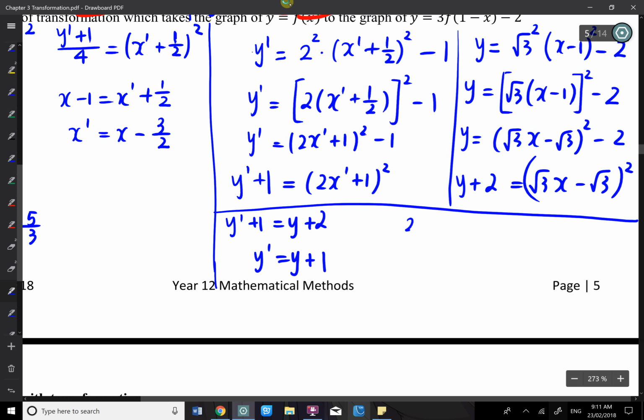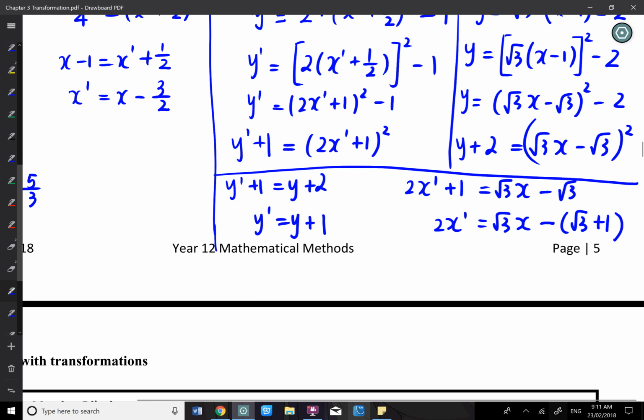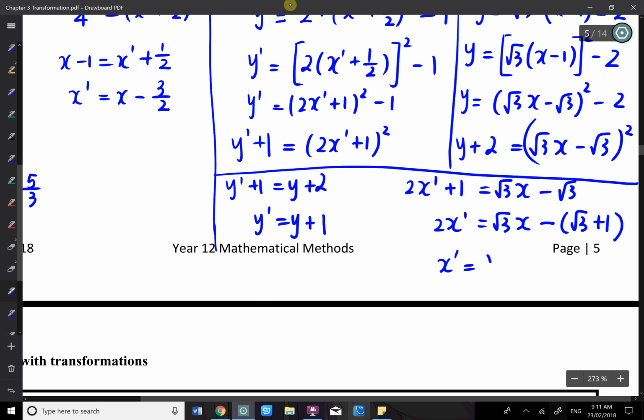So 2x dash plus 1 equals root 3x minus root 3. 2x dash equals root 3x minus bracket root 3 plus 1. Minus 1 minus root 3 is minus root 3 plus 1. X dash equals root 3 over 2x minus root 3 plus 1 over 2.